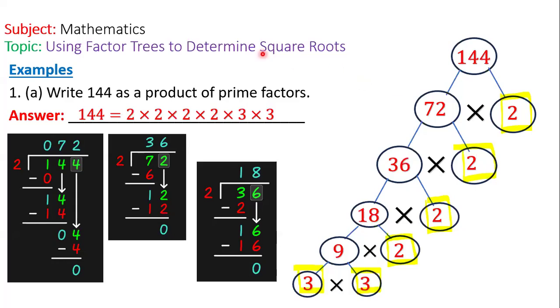So we already know that the prime factorization of 144 is what? 2 times 2 times 2 times 2 times 3 times 3. That's what we know. Again, we already know that the prime factorization of 144 is 2 times 2 times 2 times 2 times 3 times 3. This is going to be very important as we move on to the next question.